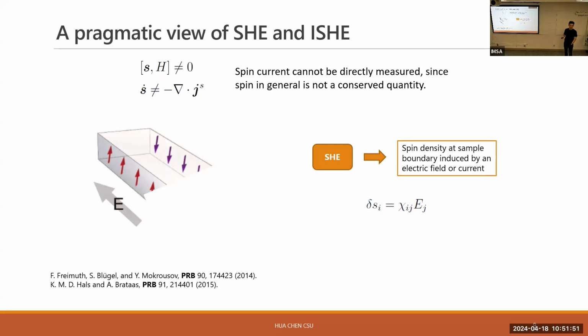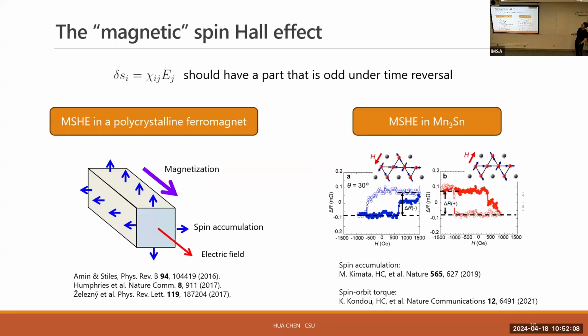That's why the spin Hall effect exists in non-magnetic systems. But this also means if you have a magnetic system, there should be something more. There should be a part in this response function that changes sign under time reversal. That's what we call the magnetic spin Hall effect. It can lead to spin accumulation with a different pattern compared to the original spin Hall effect, for which the spins are all in plane on these side walls, but now you can have them pointing out of the plane.